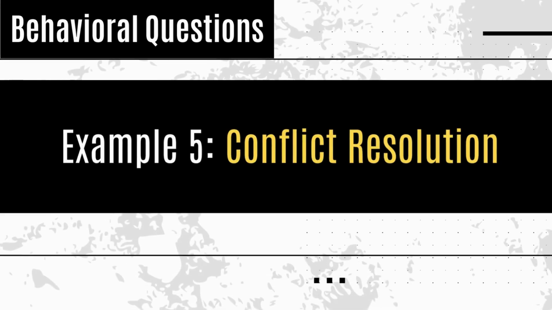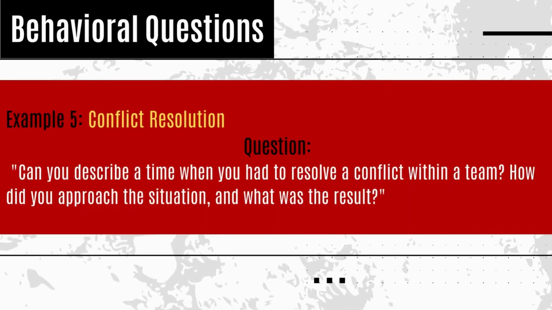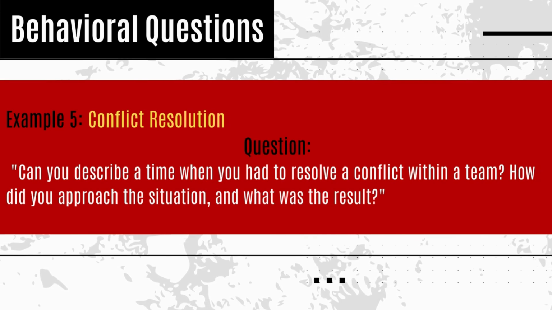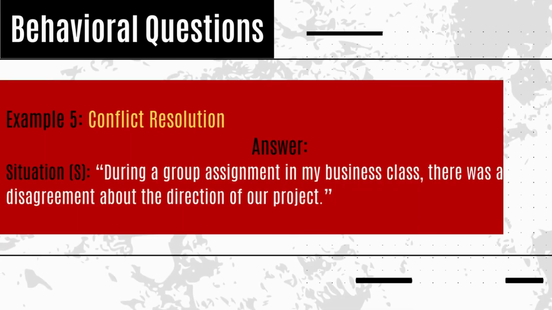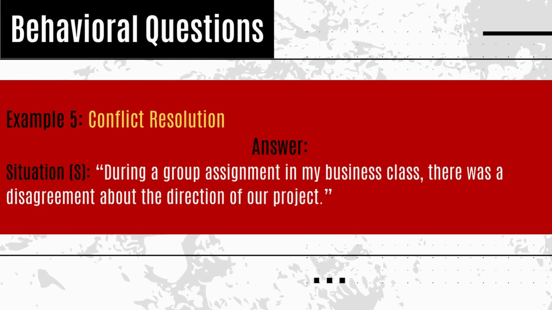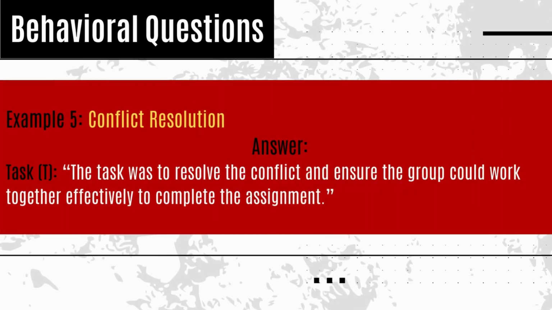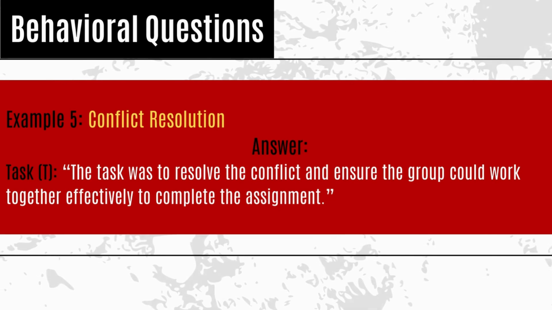Example 5. Conflict resolution. Question: can you describe a time when you had to resolve a conflict within a team? How did you approach the situation, and what was the result? Answer. Situation: during a group assignment in my business class, there was a disagreement about the direction of our project. Task: the task was to resolve the conflict and ensure the group could work together effectively to complete the assignment.